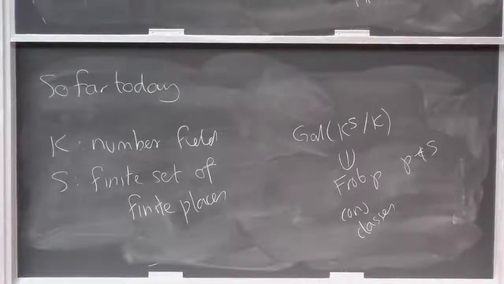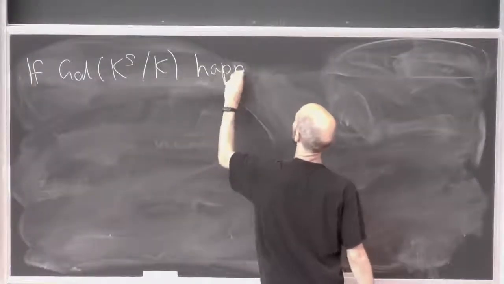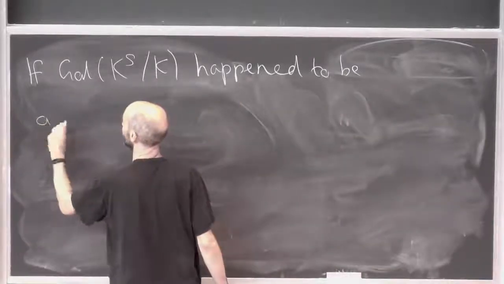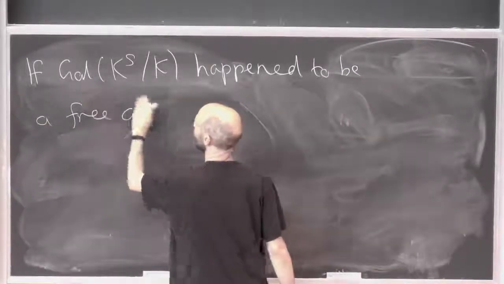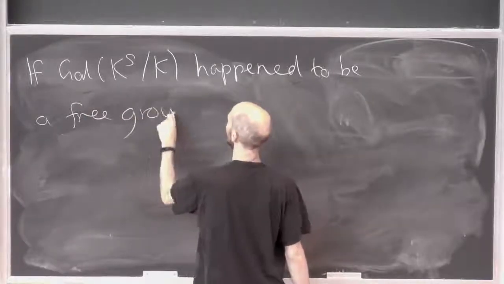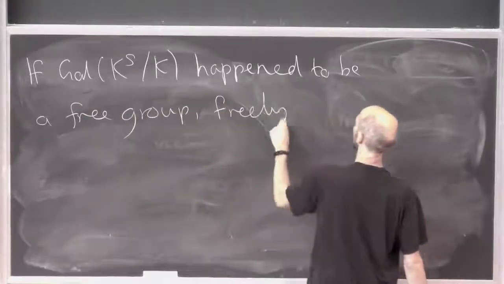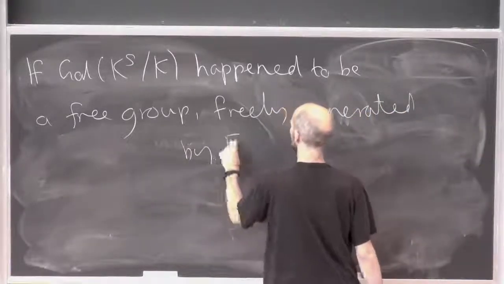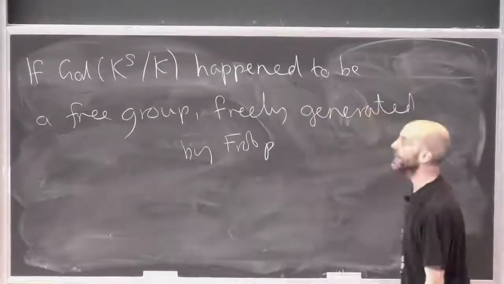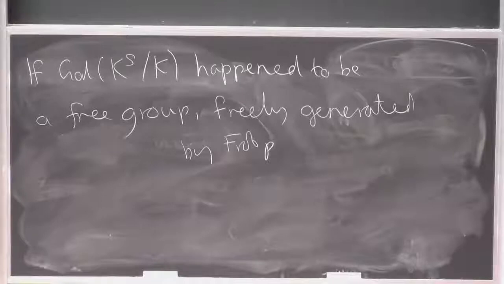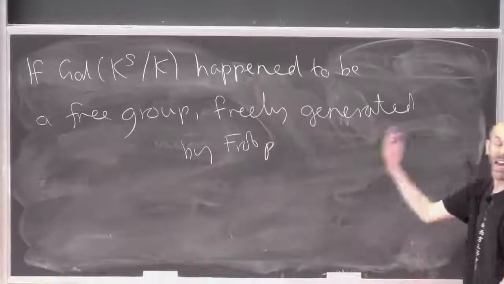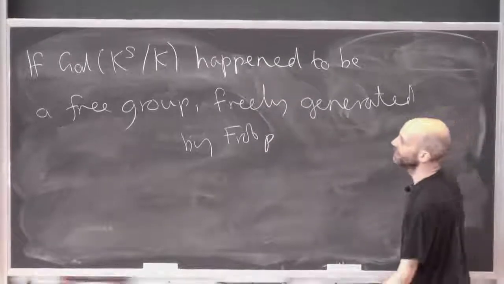If this Gal(K_S/K) happened to be a free group, a free group is definitely not abelian, but if it just happened to be freely generated by these Frob_P's, then we would not even be here. We could all just go home, because it would be easy to write down representations of this, because we could just send Frobenius to anywhere we like. And then that would be great, right?